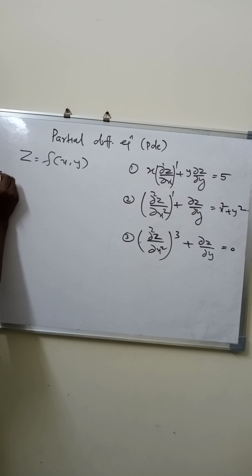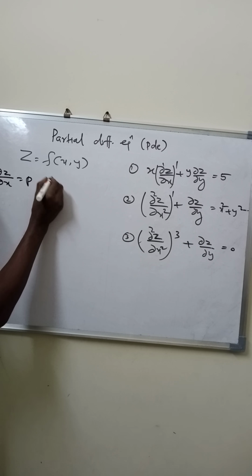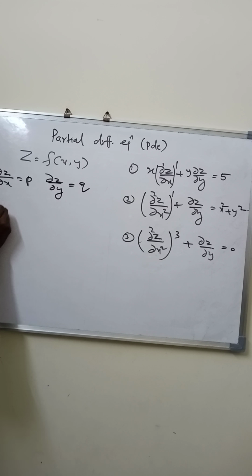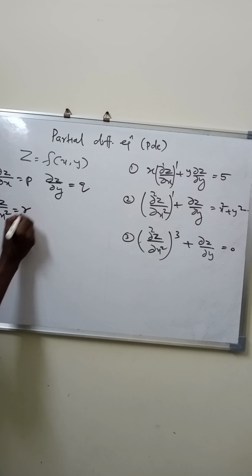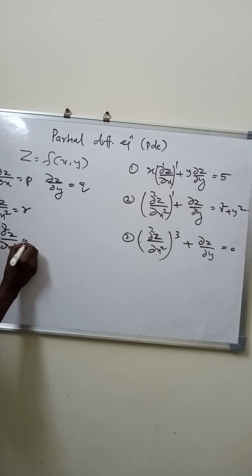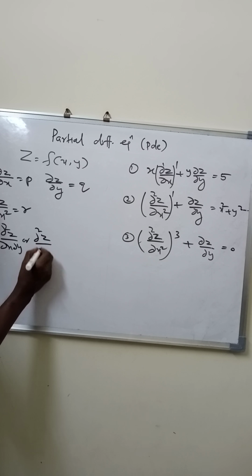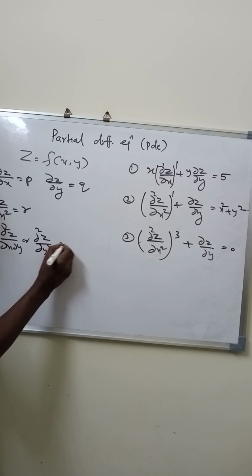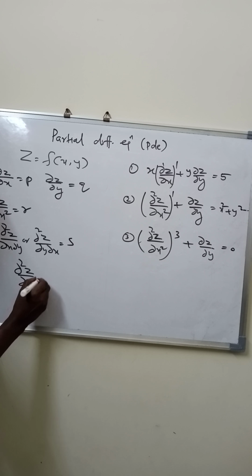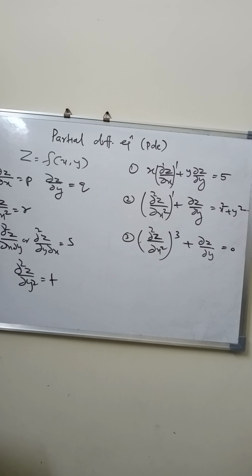Partial dz by dx equals p, partial dz by dy equals q, partial d square z by dx square equals r, partial d square z by dx dy or partial d square z by dy dx equals s, partial d square z by dy square equals t.